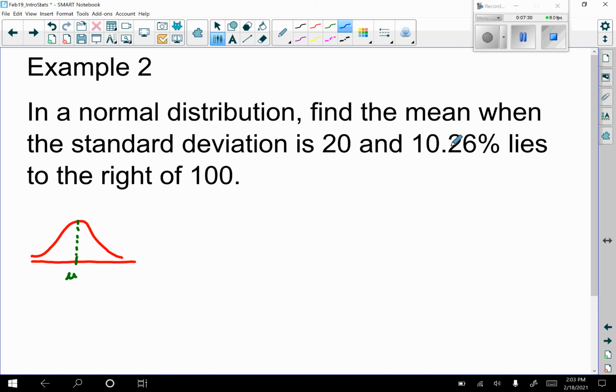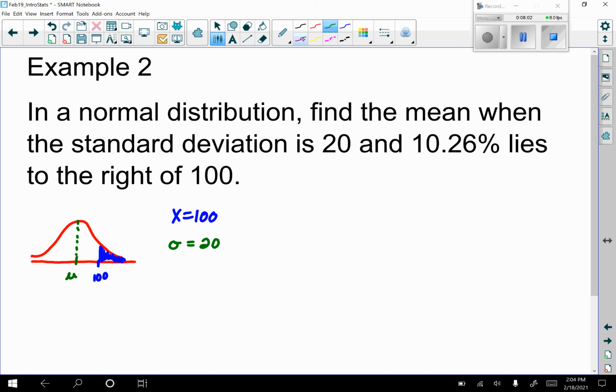Now, since 10.26% lies to the right of 100, I know that 100 has to be greater than our mean, because 10.26% is definitely not the entire 50%. So I know it can't be to the left of mu. So right here, this is going to be our data value of 100. So x is equal to 100. Mu is missing. Sigma is 20.